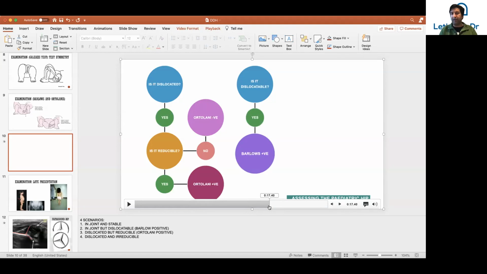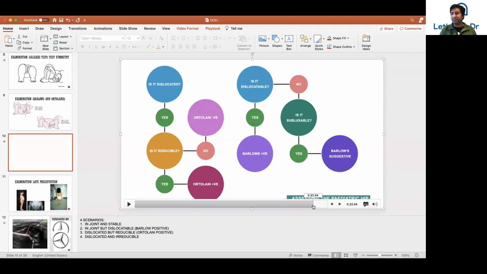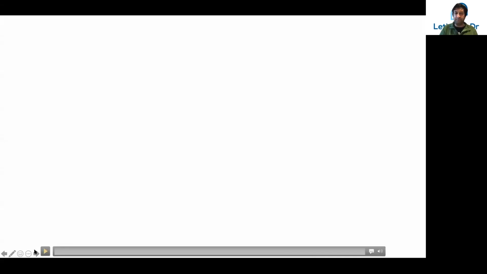Yes, it's Barlow's positive, okay? If it's not dislocatable, is it subluxable, okay? And if it is of those, then it's what we call Barlow's suggestive. So at the end of this, you should be able to divide them into one of four groups. Either it's in joint and it's stable, or it's in joint but dislocatable, called Barlow's positive. It's dislocated but reducible, which is Ortolani's positive, and it's dislocated and irreducible, okay?